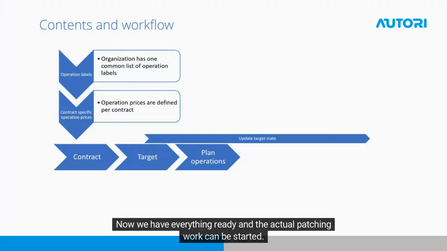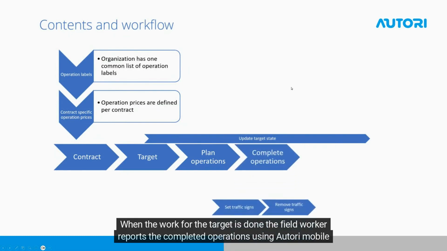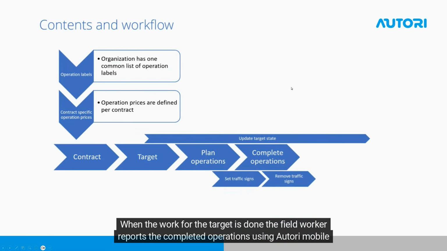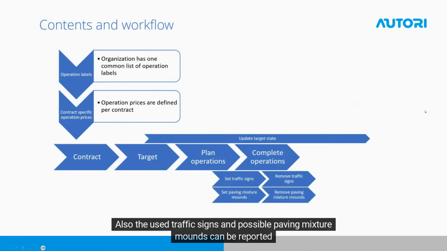Now we have everything ready and the actual patching work can be started. The field worker can easily locate the patching targets using Autori mobile app. When the work for the target is done, the field worker reports the completed operations using Autori mobile app. Also, the used traffic signs and possible paving mixture mounds can be reported.